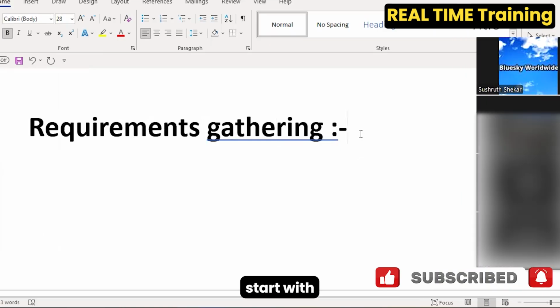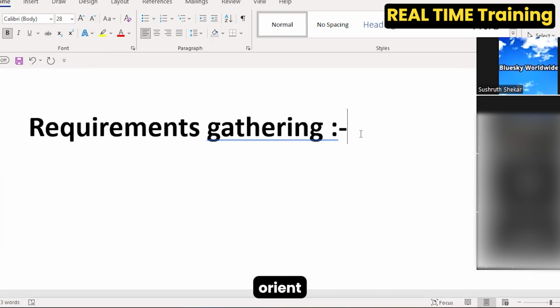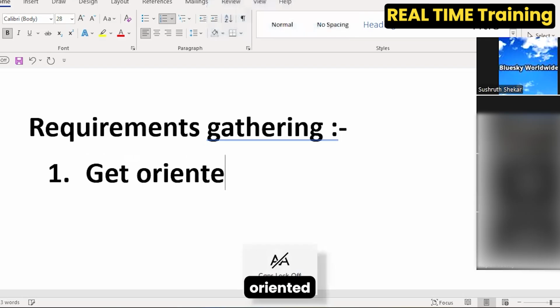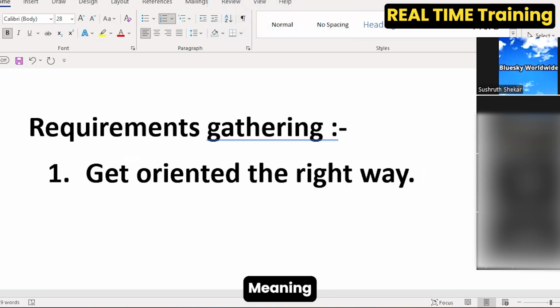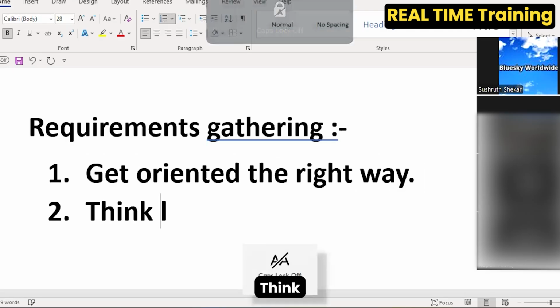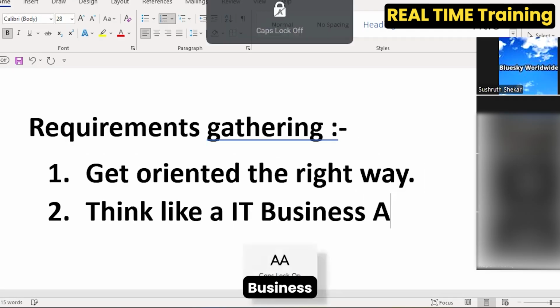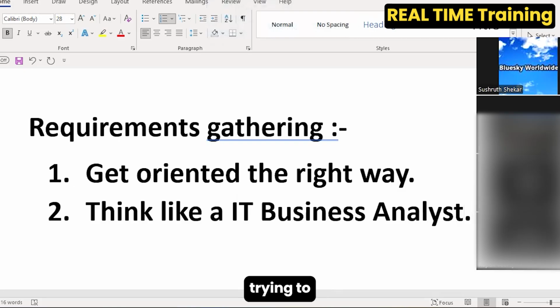So today we will start with requirements gathering and we'll do an exercise. The vision is to orient you the right way. In other words, the vision is to make sure you start thinking like a business analyst. So what are we trying to accomplish? Number one, get oriented the right way. Just the orientation, meaning I want you to walk in the right direction or run in the right direction. But today I'll show you the direction and you will take your first step, right? Second, think like an IT business analyst. This is what we are trying to accomplish.